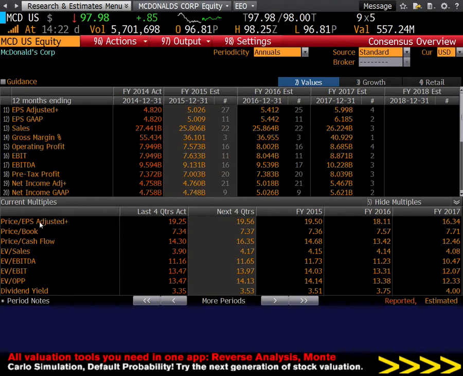And if I go to the EEO screen, all of the multiples that we're going to calculate in this class are right here already calculated for you. So Bloomberg knows that these are what the pros are using. That's why we're doing them.